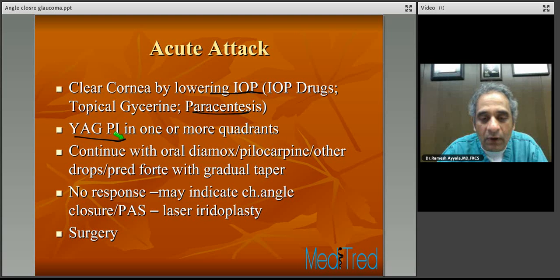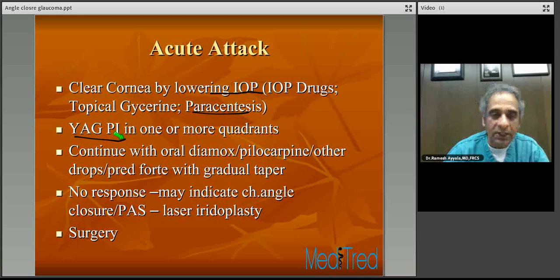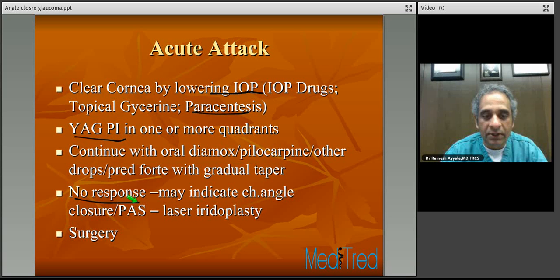Once that becomes quiet, you can assess what damage has happened and how else to handle these cases. If the patient does not respond to these measures, it may indicate chronic angle closure with peripheral synechial adhesions, and laser iridoplasty may be indicated in these cases. If there is no response to any of this, surgery is indicated, i.e. taking the patient into the operating room, performing a surgical iridectomy, plus or minus taking that cataract out.